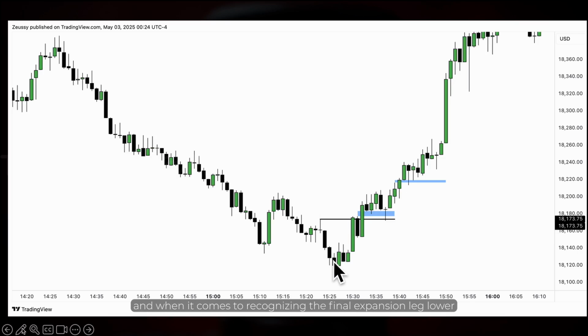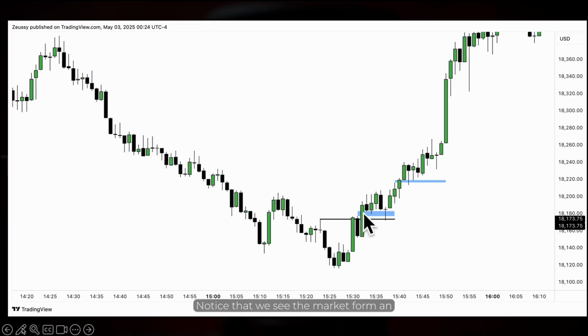And when it comes to recognizing the final expansion leg lower, that's relative. Meaning, you could also argue that this is the high which set up the final expansion leg lower. Both are valid. This is the more aggressive way of recognizing a change in the state of delivery, and this is the safer way.